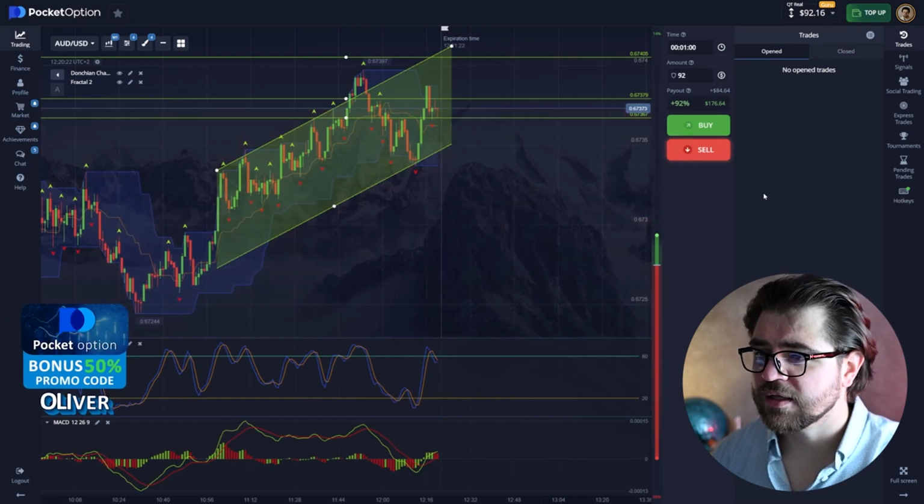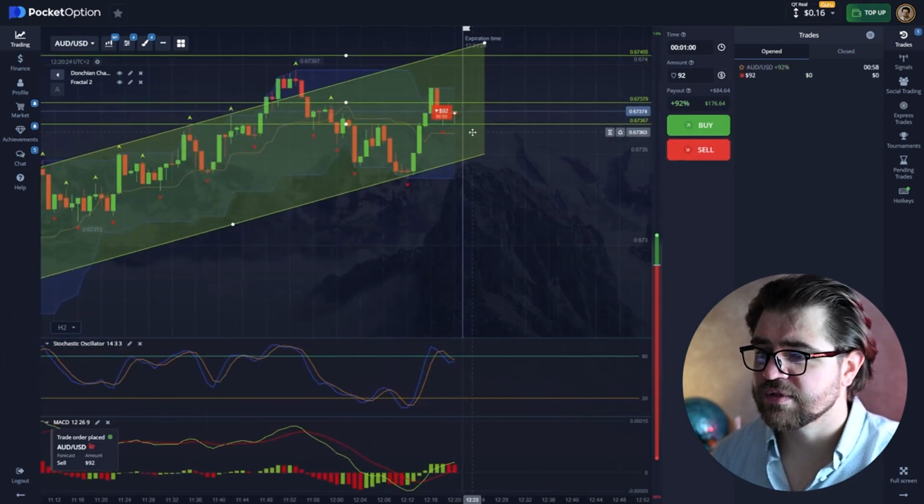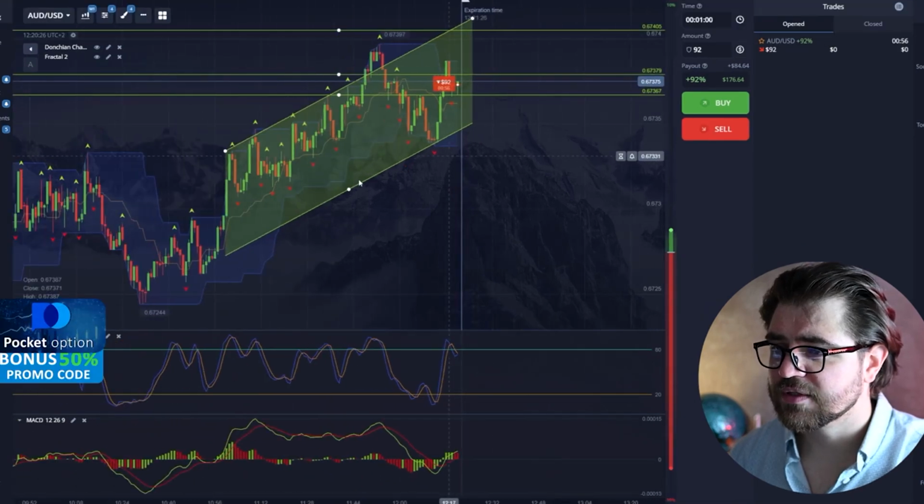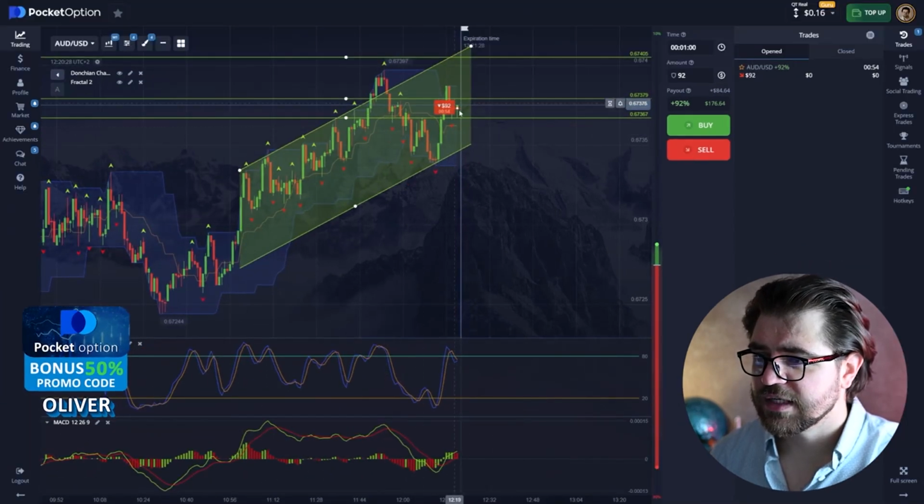And I think that it's going down. There is a movement basically that's going more towards the bear side, right? Let's see if that's correct.